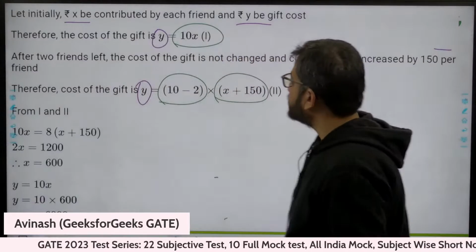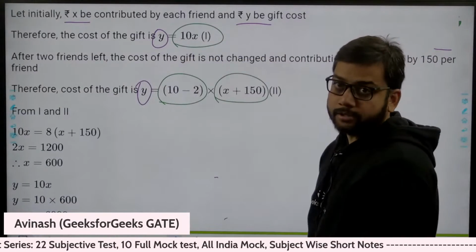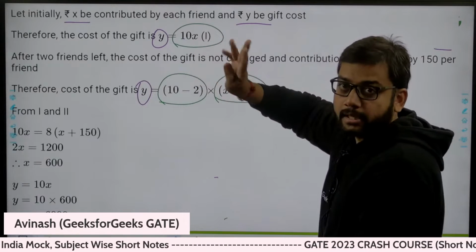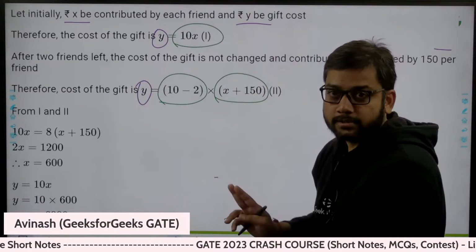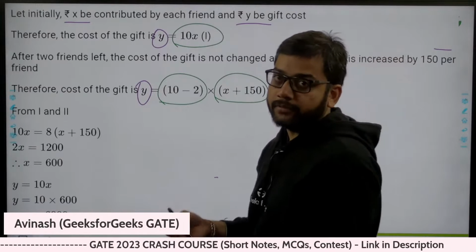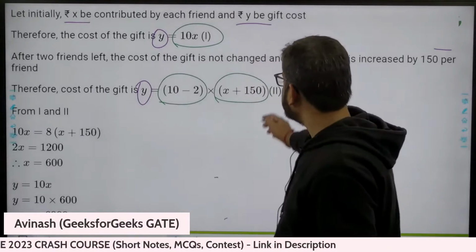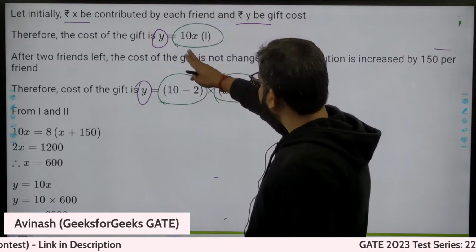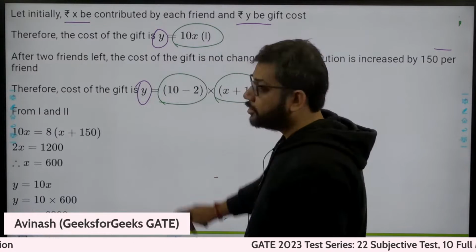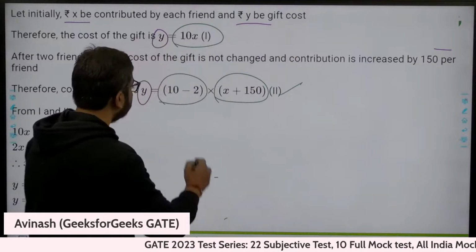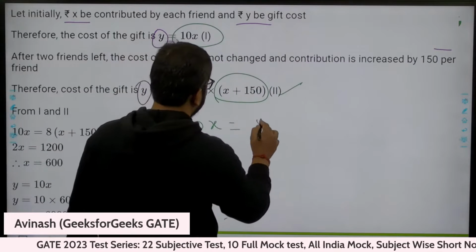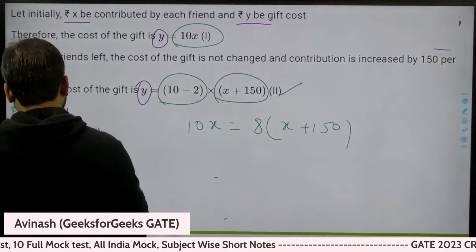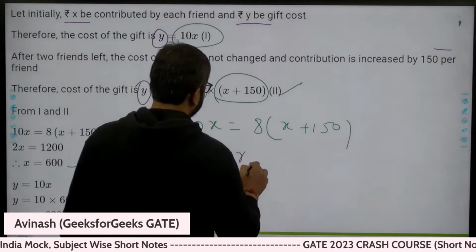Understood? The first equation: initially x rupees is contributed by each student, so for the gift y, y is equal to 10x. Now 2 students decrease, so it is 10 minus 2, and the price is increased by 150, so x into x plus 150 is the new price. The gift is again the same. From equations 1 and 2, comparing, y cancels, so we can find the value of x. Exactly, 10x is equal to 8 times x plus 150. If you solve, the value of x comes as 600.